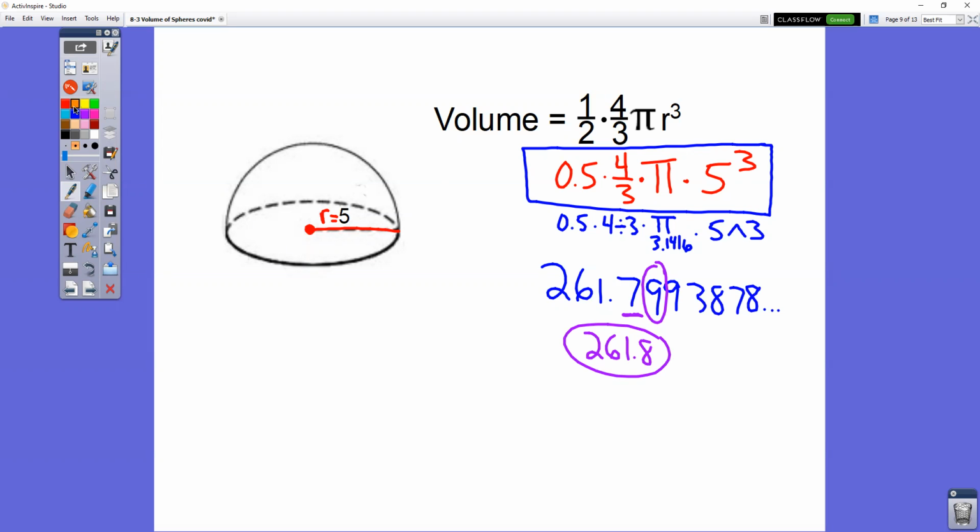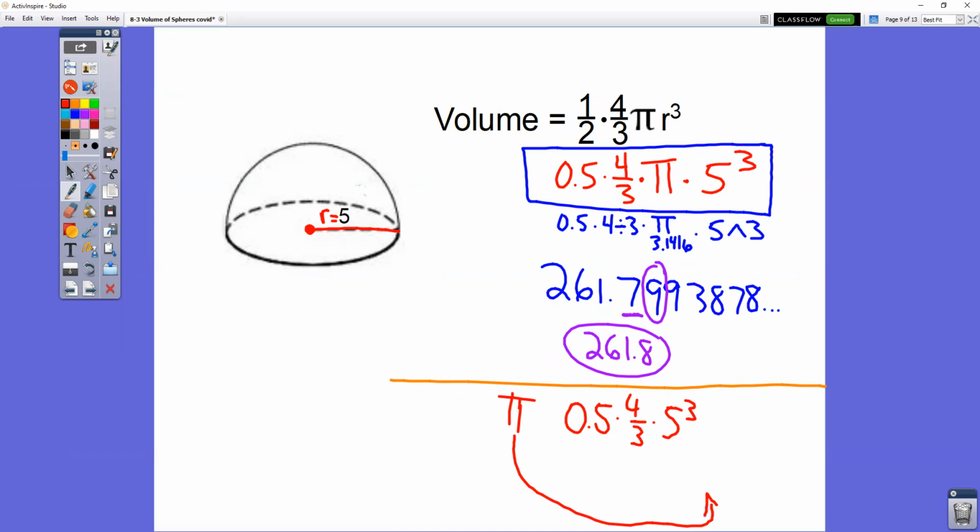If we were leaving this one in terms of pi, just like the previous days, you're going to type in everything except for the pi symbol. So you're going to type in 0.5, or 1/2, times 4/3 times 5 to the third power. Again, just like previous days, all that we're going to do with that pi symbol is stick it at the end of our answer. So what you're typing into the calculator are just these three terms: 0.5 times 4/3 times 5 to the third power.